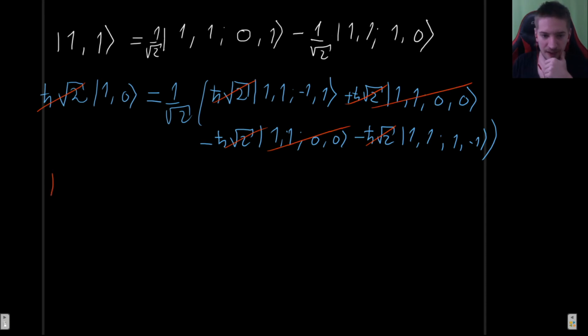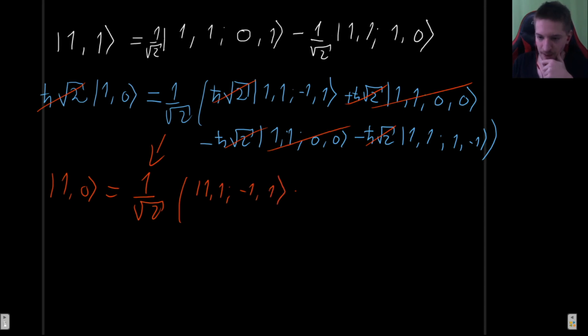So let's now find this 1, 0 ket. So this is going to be 1 over the square root of 2, this one. And then we have ket 1, 1 minus 1, 1. Then minus 1, 1, 1, minus 1. We can see that even though this right here was a possibility, it actually cancelled out and it is not present in the final result.